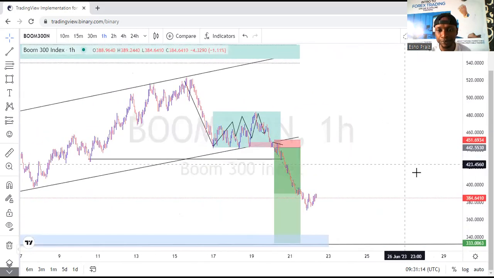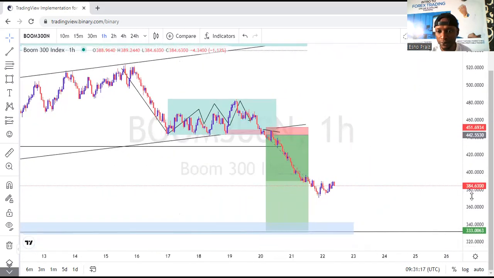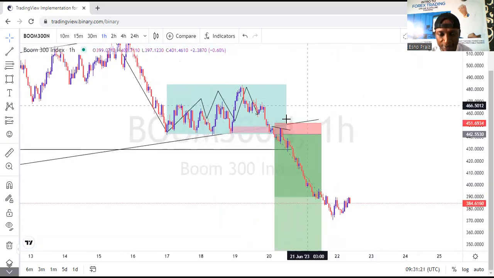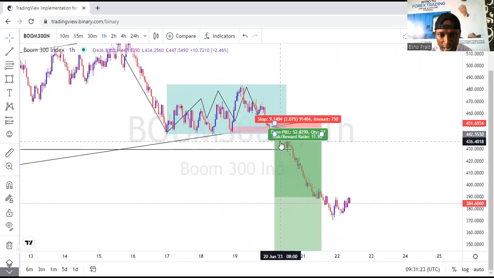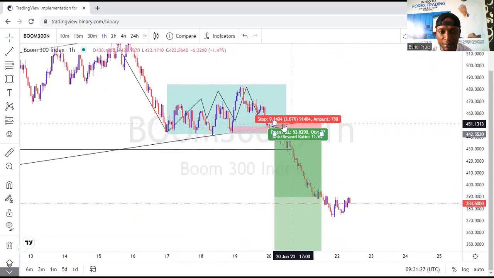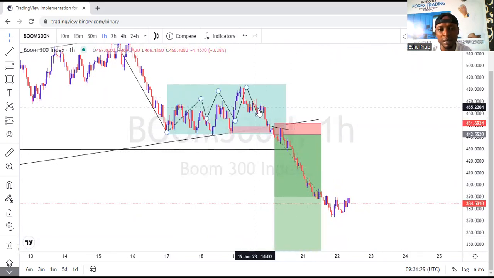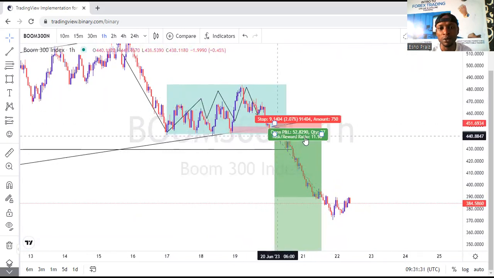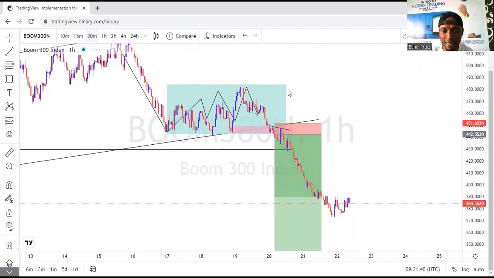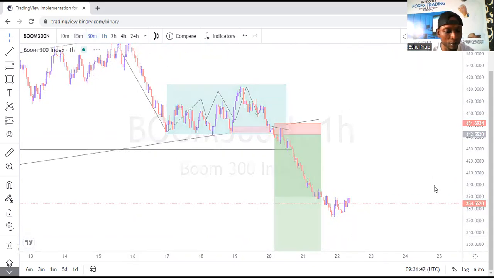So now look at it yourself, guys. After the market breaks this trend line, the market spiked up to retest the trend line. That was not enough for me. What I did was that I had to, okay, let's get down to 30 minutes and see more.